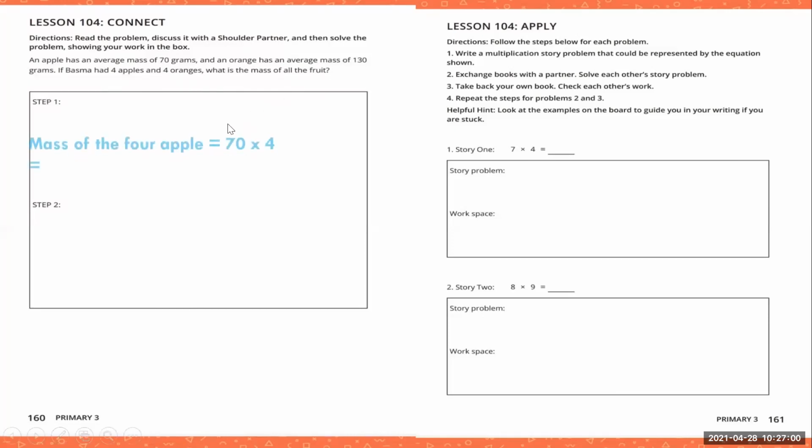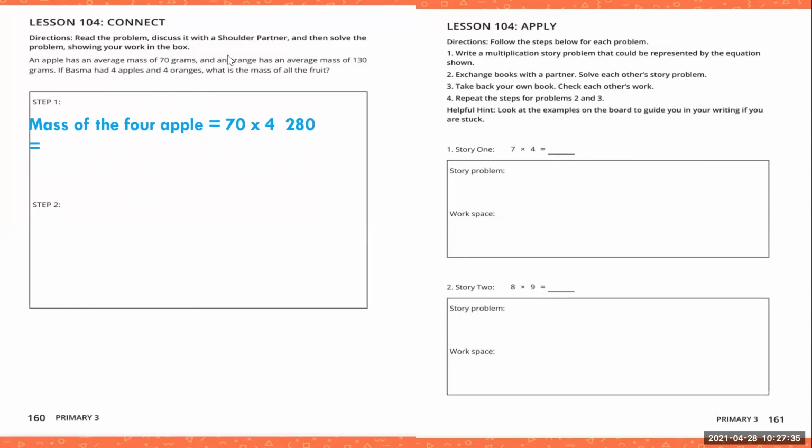So the mass of 4 apples, 70 times 4. I know that we have 4 apples, and each apple, its mass is 70, okay? So it equals, we will put 0 and 7 times 4 equals 28, okay? This equal should be here, okay?